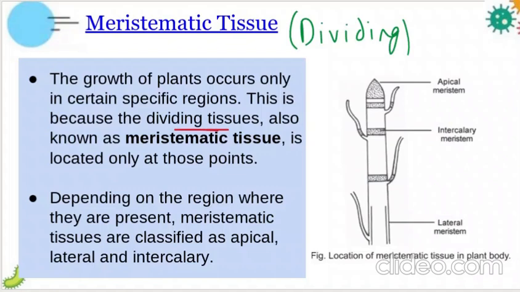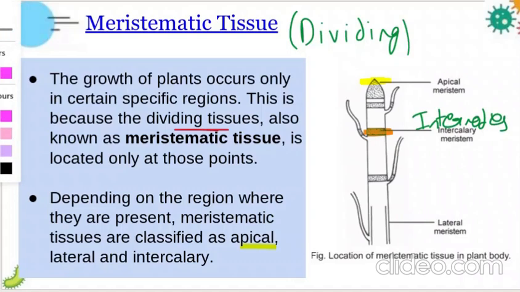Now, depending on the region where they are present, as I said, meristematic tissues are divided into three parts: apical, present at the apex of roots and stems, right? Next is intercalary, present in the internodes, correct? They are present at the internodes, right? Between two nodes the place is the internode, so between internodes they are present. And then the last one is lateral meristem, which is present laterally and increases the girth.